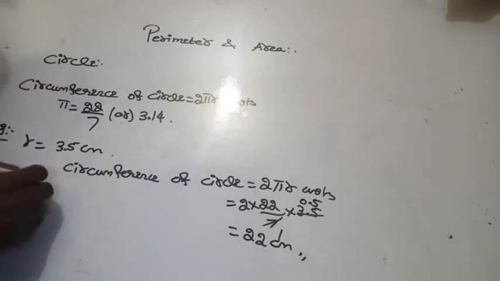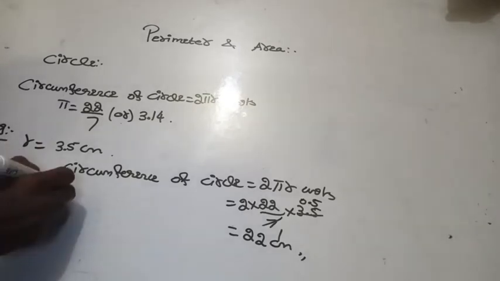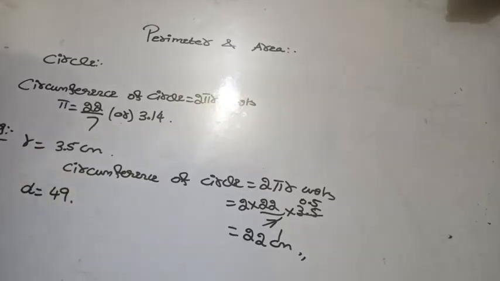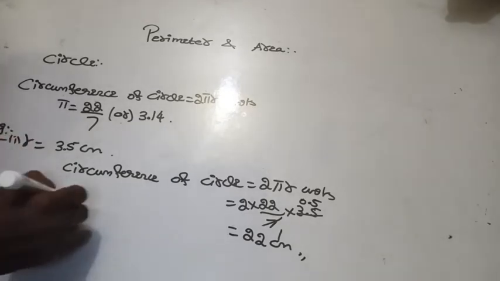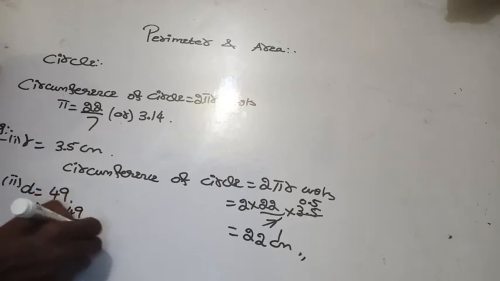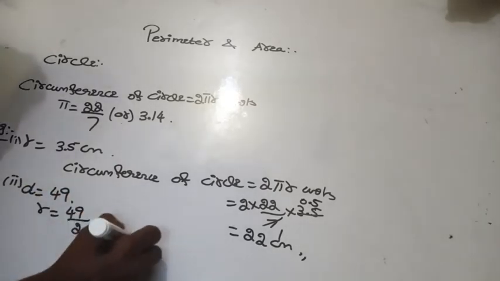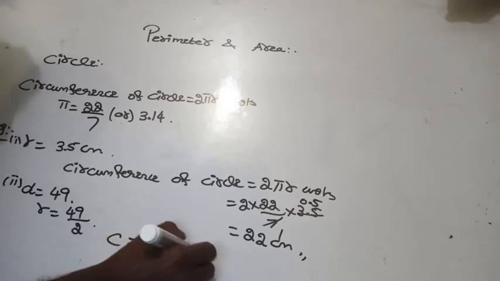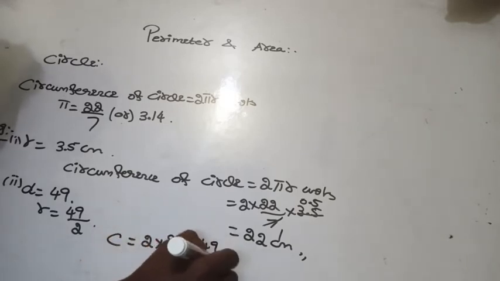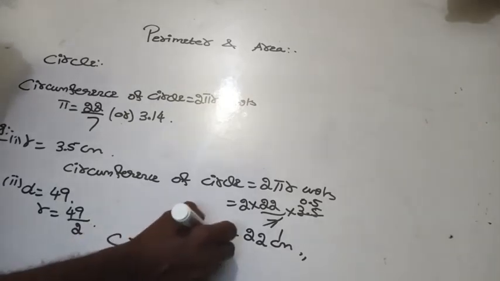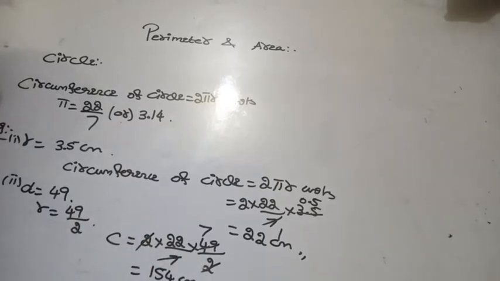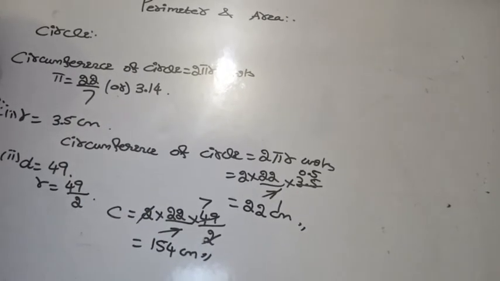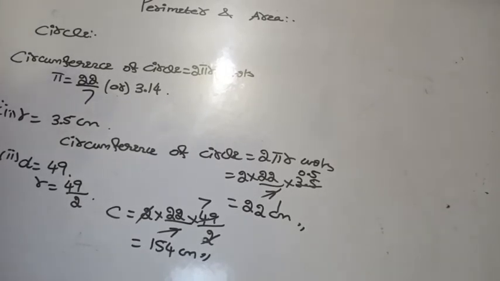Right. Suppose the diameter is given, like diameter is 49. What will be the radius then? Radius is 49/2. Now find the circumference. Circumference is nothing but 2 pi r. So 2 into 22/7, radius is 49/2. Now simplify. 7 7s are 49. 22 into 7 is 154 centimeter. Am I right? Yes.